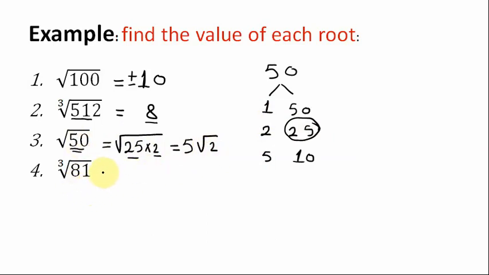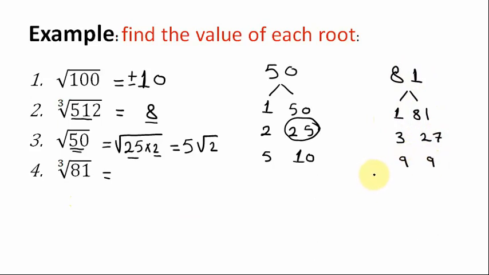Okay. Number 4, cube root of 81. Okay, do we have a cube root for 81? Do I have a number which I multiply by itself 3 times and give me 81? No. If you do it with a calculator, you will get a rational number. So how can I solve it, or how can I simplify this surd? I will find the factors of 81, and I will look for a perfect cube number from the factors of 81. So we already have 1 times 81, we have 3 times 27, and we have 9 multiplied by 9.